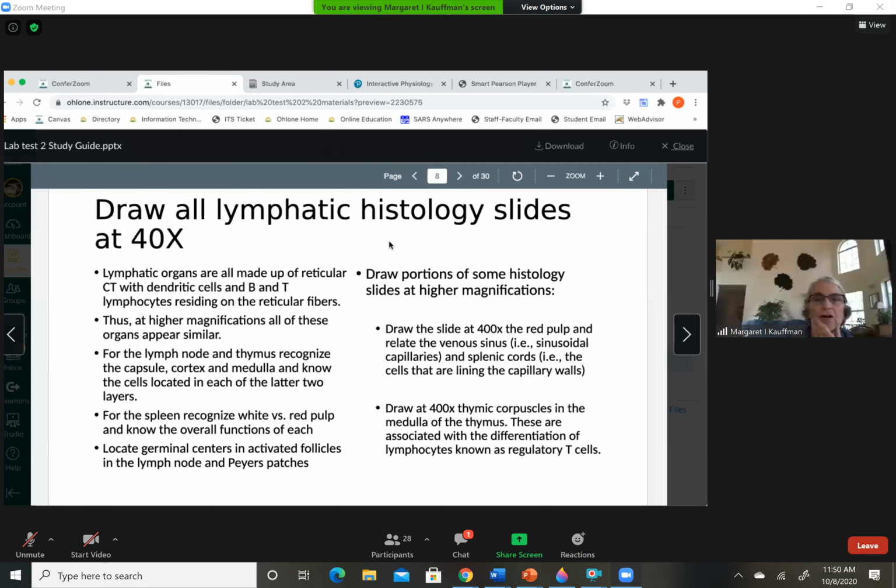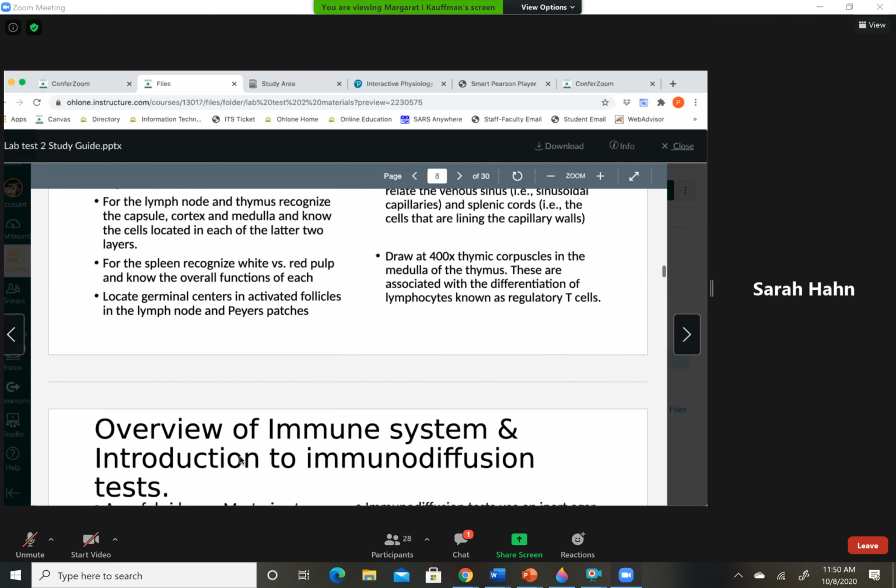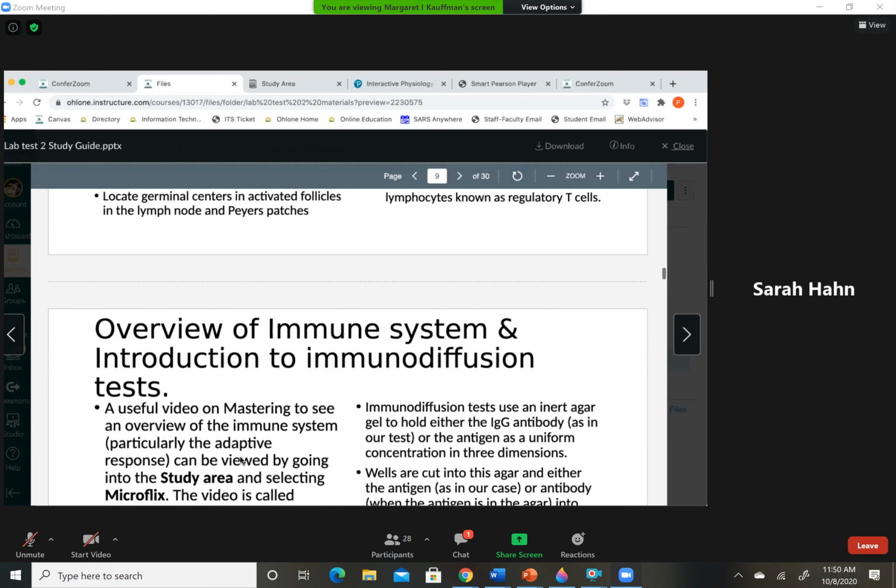On this slide, draw all the lymphatic at 40, and then you're drawing two at 400. What you're labeling is all on this, except for germinal centers. I would add germinal centers wherever you see them. It says locate germinal centers. It doesn't say label. Oh, thank you. I was in the big study guide.